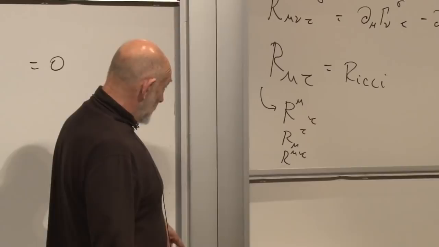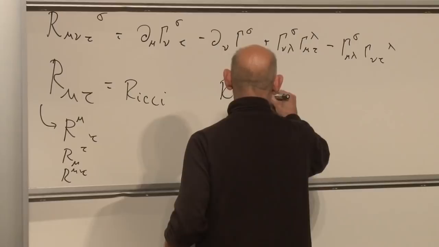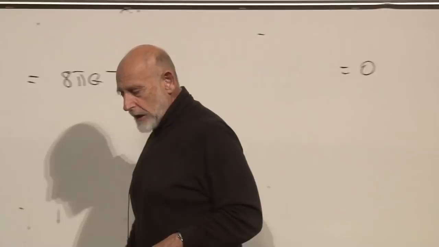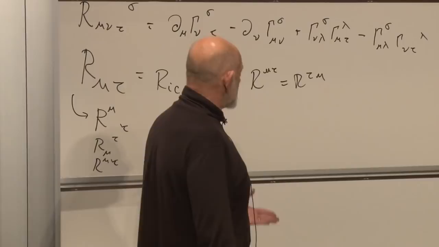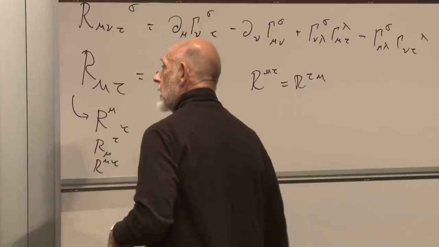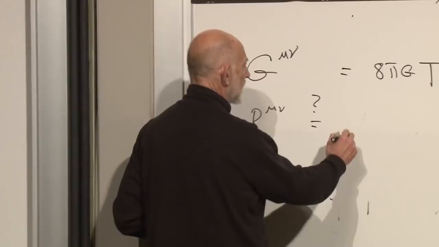Another fact about the Ricci tensor is that it happens to be symmetric. In particular, R mu tau equals R tau mu. You can check that by using its definition. I don't know a simple quick argument about it. All of these things are fairly complicated. This Ricci tensor is symmetric, just by the property of how it is defined. And so a possible left-hand side would be the Ricci tensor, equals question mark, 8 pi G T mu nu.